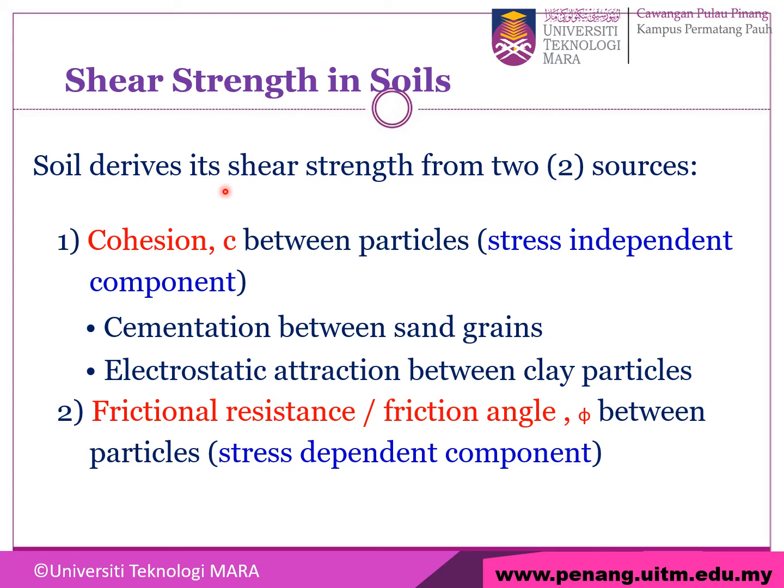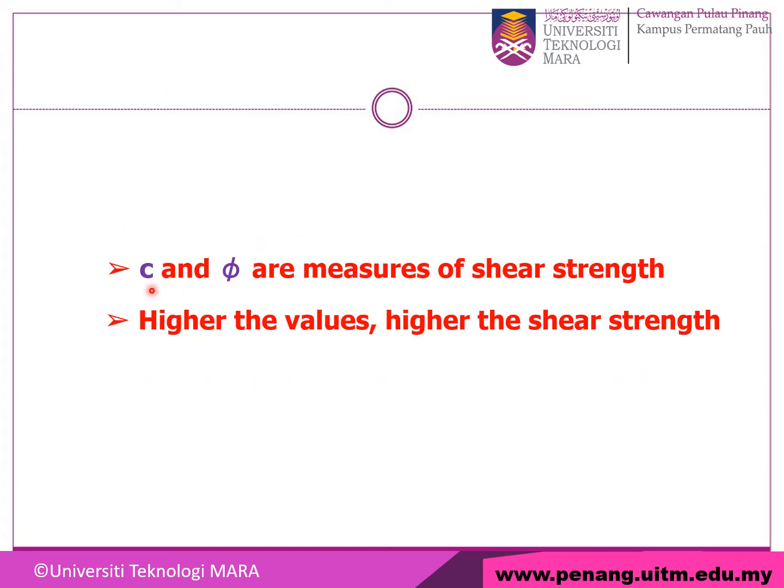So you should know that the shear strength parameters are cohesion and angle of friction, or friction angle. Cohesion and angle of friction are measures of shear strength. The higher the value of C and Phi, the higher the shear strength.